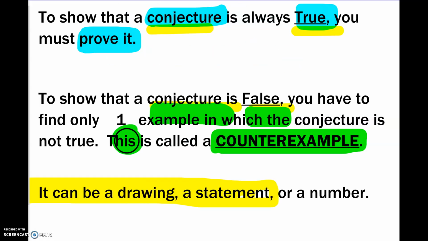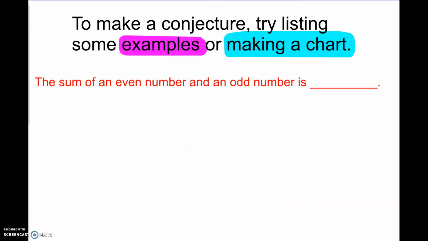All right, to show that a conjecture is always true, you must prove it. To show that a conjecture is false, you only have to find one example in which the conjecture is not true. This is called a counterexample. I think we did a little bit of that in the last lesson. Sometimes it can be a drawing, sometimes a statement, sometimes just a number. So your counterexample can come in many different forms.